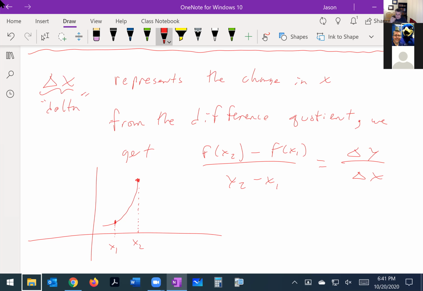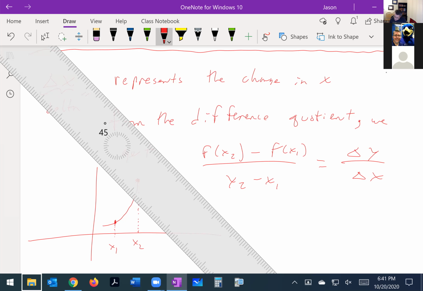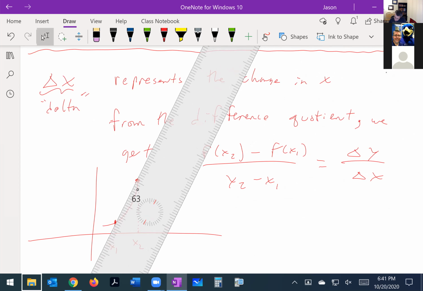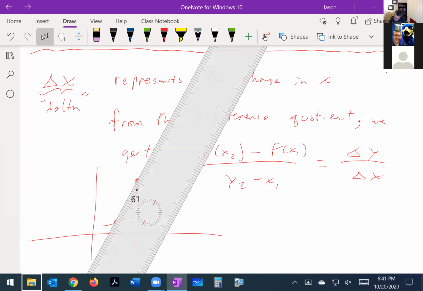Now, what we're going to do here is we're going to say that the secant line, I'm going to mess this up if I don't use a ruler. Get back to the rulers. Where's my ruler? There it is. Okay, there's my ruler. Right there.